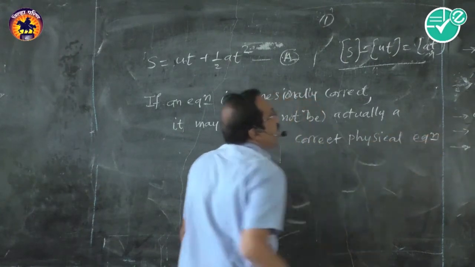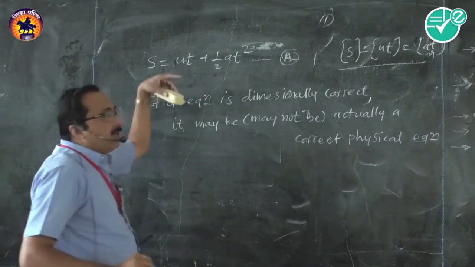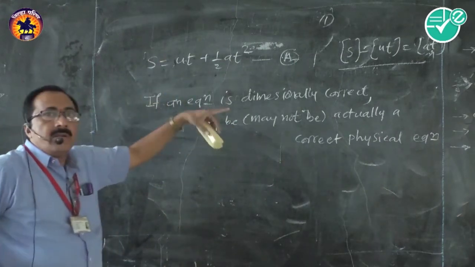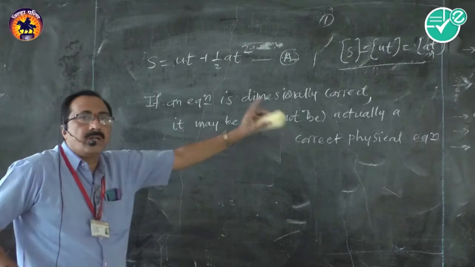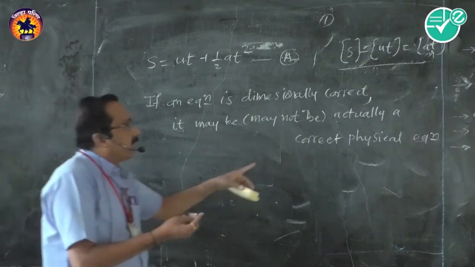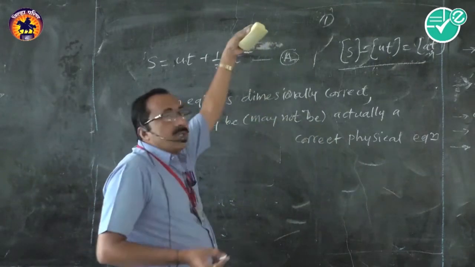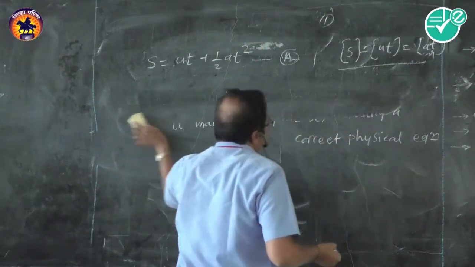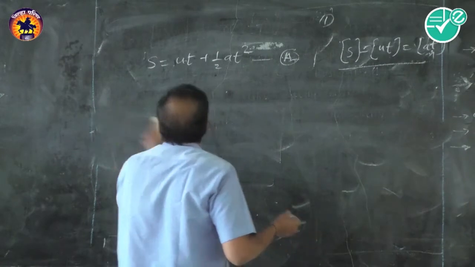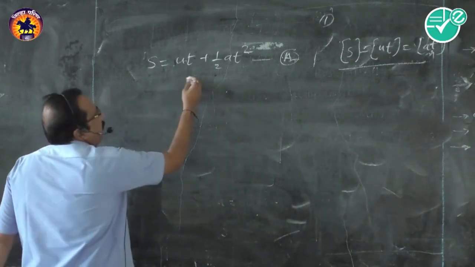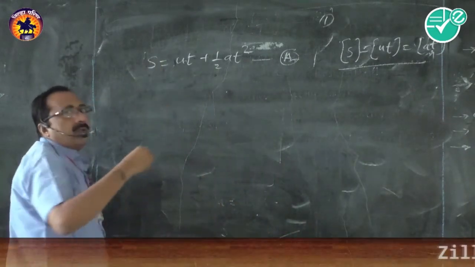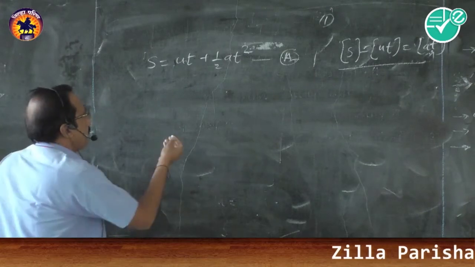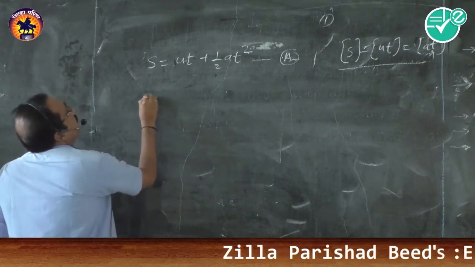So every dimensionally correct equation may not be a physically correct equation, but every physically correct equation is always dimensionally correct. So let us prove it. We shall prove this sentence. It is my claim that a dimensionally correct equation may not be a correct physical equation. Let us see the equation.